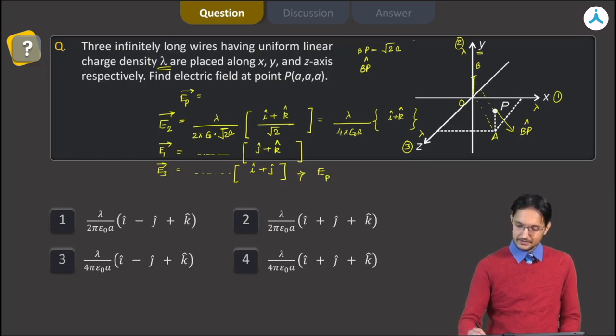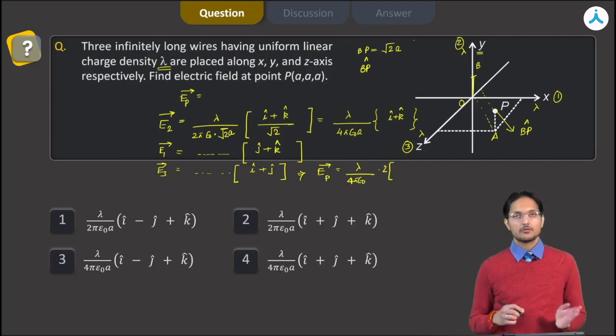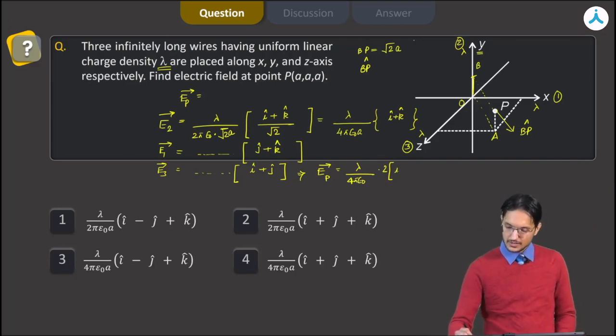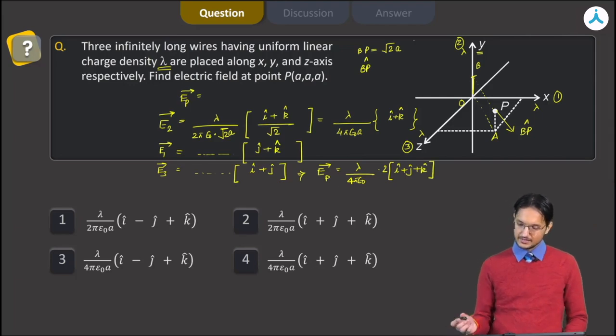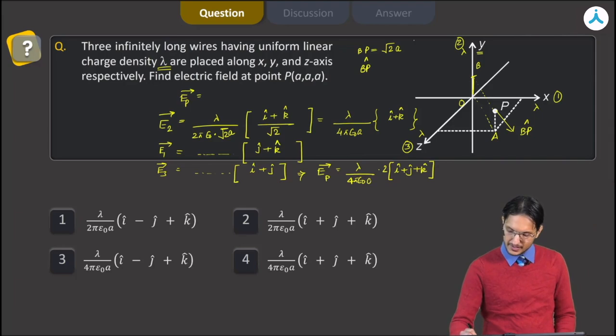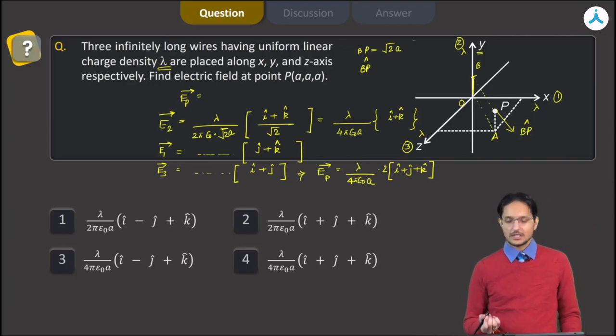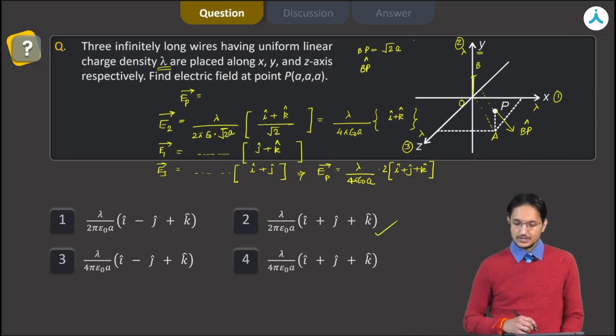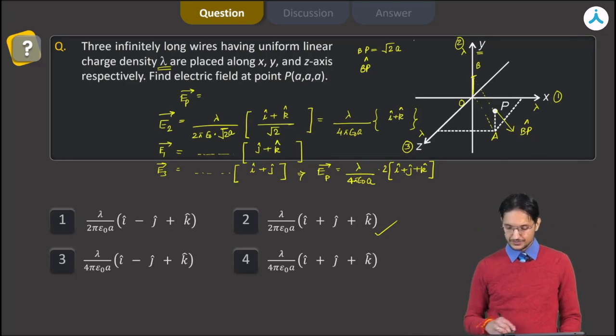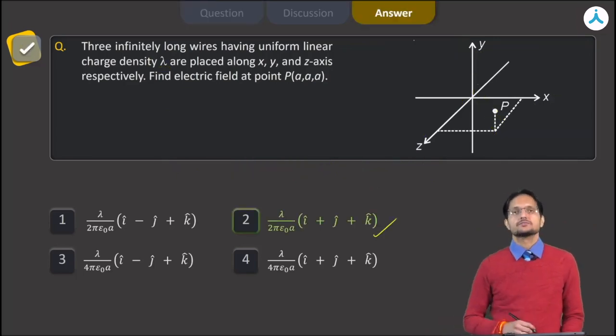So E_P vector will be lambda upon 4 pi epsilon naught A. If I take 2 common, I'll have all the 3 components only once. So that will be i cap plus j cap plus k cap. So let's just find this. I missed A here. So that will be lambda upon 2 pi epsilon naught A times (i cap plus j cap plus k cap). Alright. So option 2 is coming out to be correct for this question. Alright. Thank you.